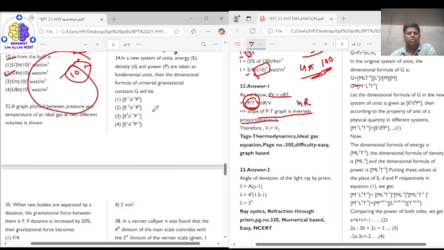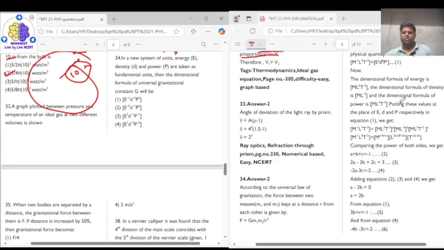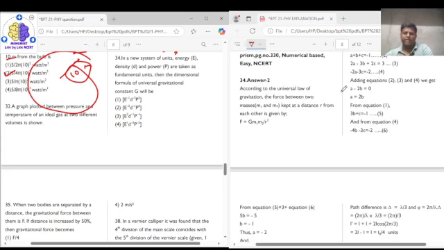Coming to question number 34. In a new system of units, E is energy, D is density, and power P are taken as fundamental units, then the dimensional formula for the universal gravitational constant is. Okay, so for this you will have to look into the solution. This is a large solution. You cannot write everything here.